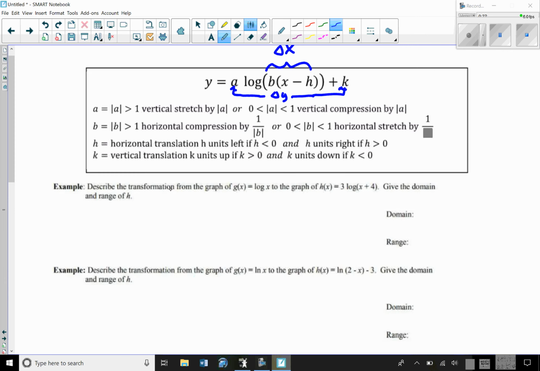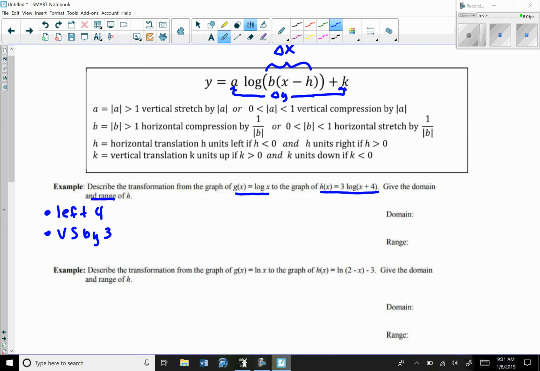It says describe the transformations from the log of x to 3 times the log of x plus 4, then give the domain and range. So for this graph, that 3 is on the outside and that 4 is on the inside of the log. So things on the inside of the log are going to be horizontal. We always do horizontal first and then vertical. So for this one, if it's x plus 4, that means we're going left 4, and then that 3 on the outside is a vertical stretch by a factor of 3, because remember, the horizontal changes are opposite of what we think.